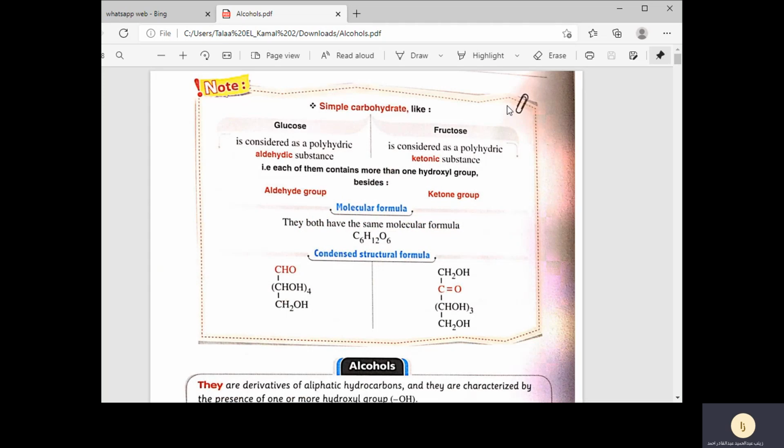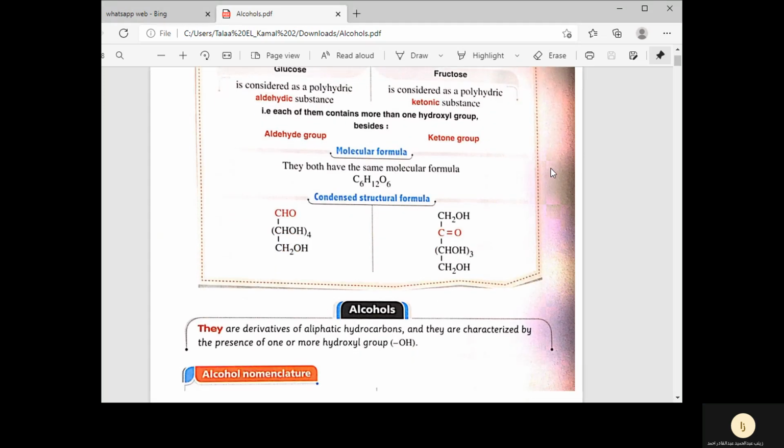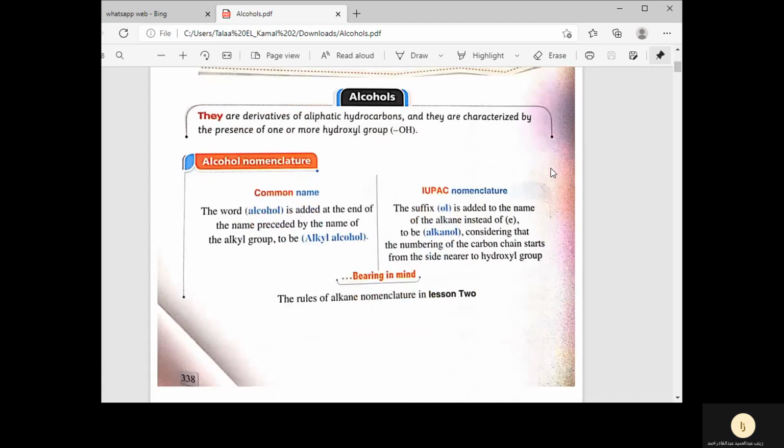يعبر عن ايه؟ Organic compounds characterized by the presence of hydroxyl group. الالكولز، قلنا فيها nomenclature بتاعتها، قلنا ليها common name وليها IUPAC name.